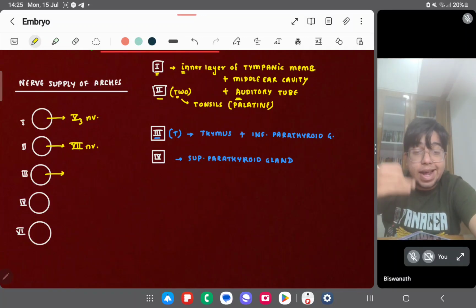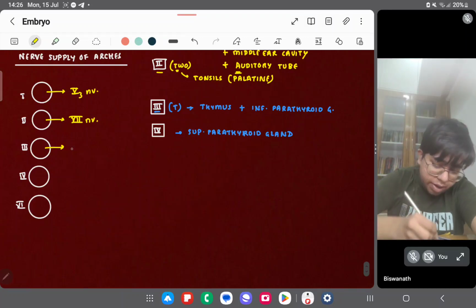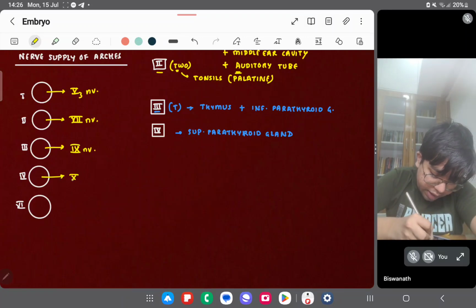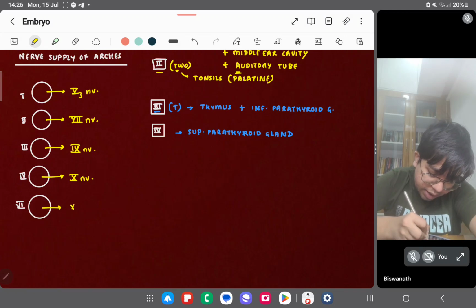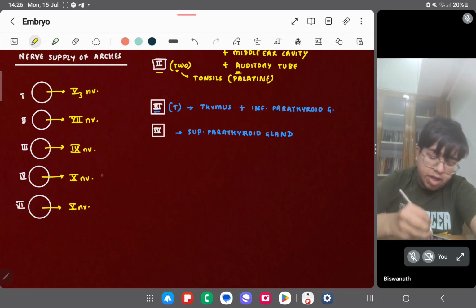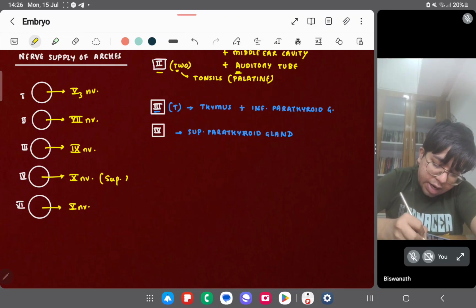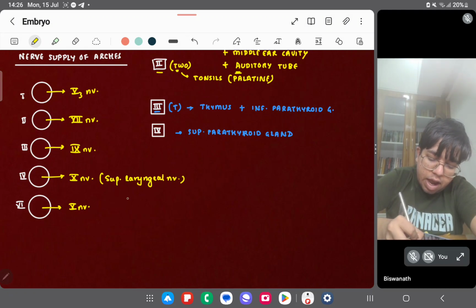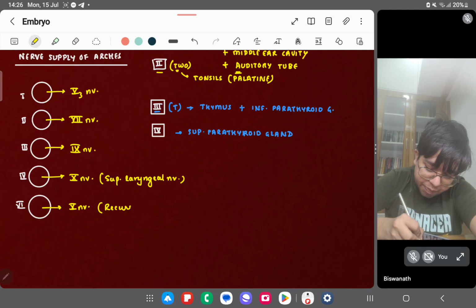This is supplied by the 9th, then 10th, 10th. Okay, 9th nerve. 10th nerve, 10th nerve, just ignore the voices. Okay, 10th nerve, here we have the superior laryngeal nerve, and here we have the recurrent laryngeal nerve.